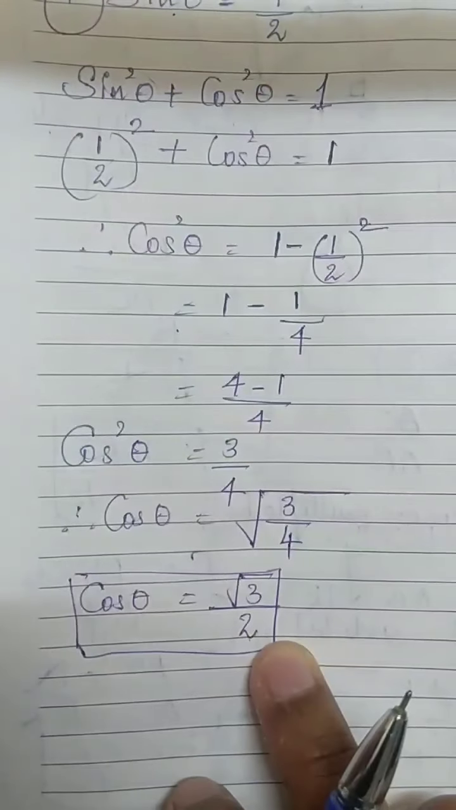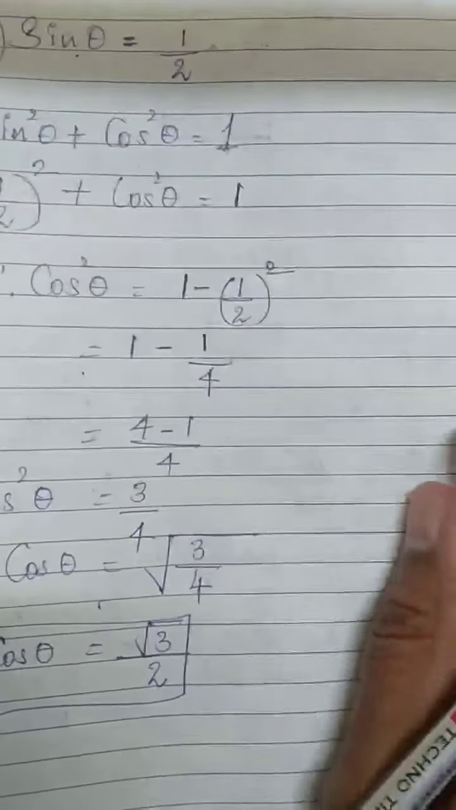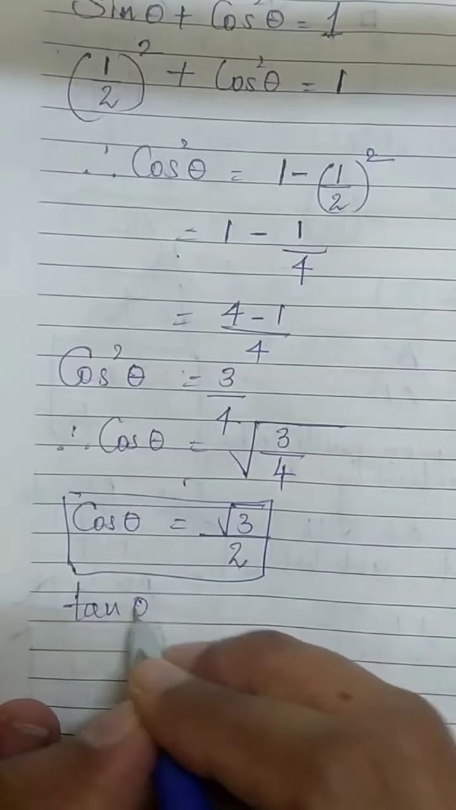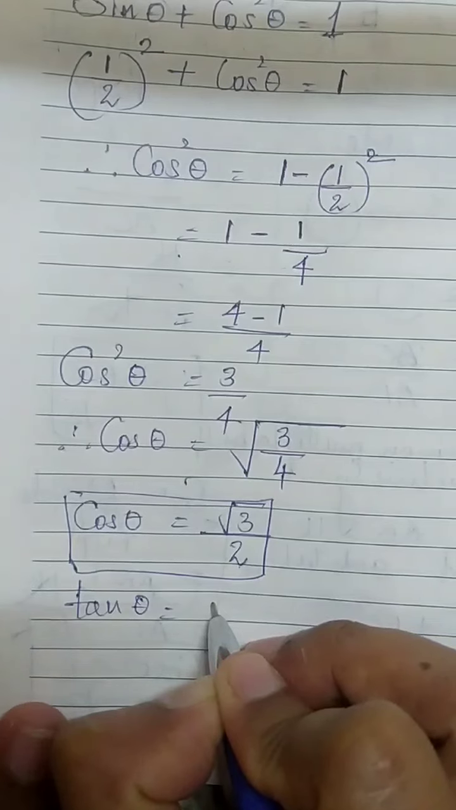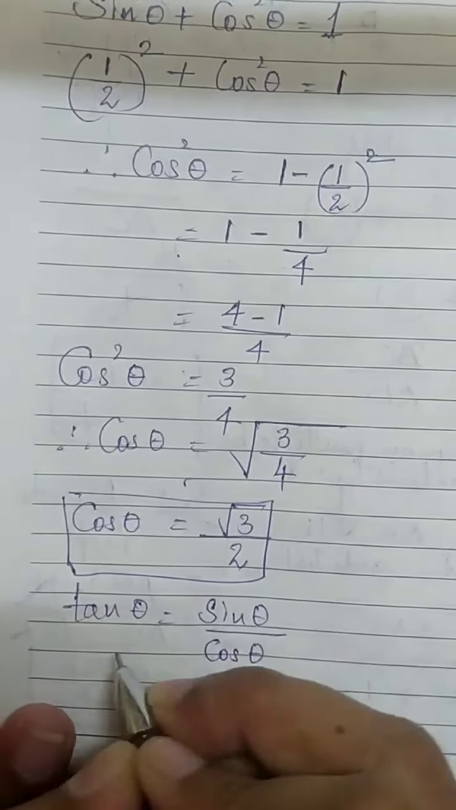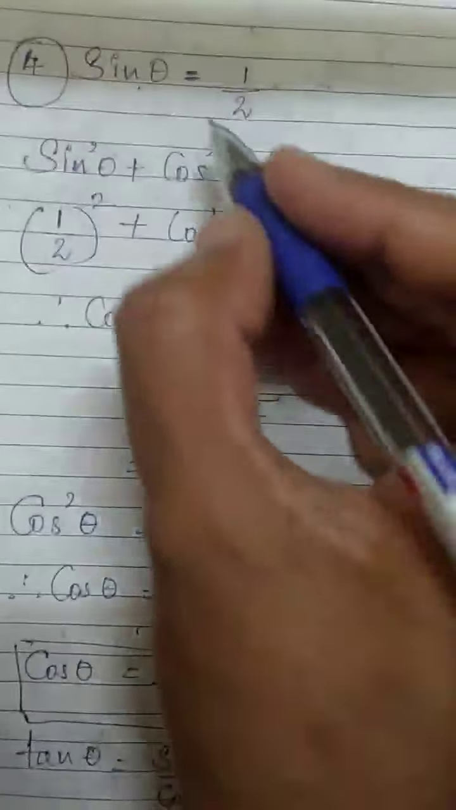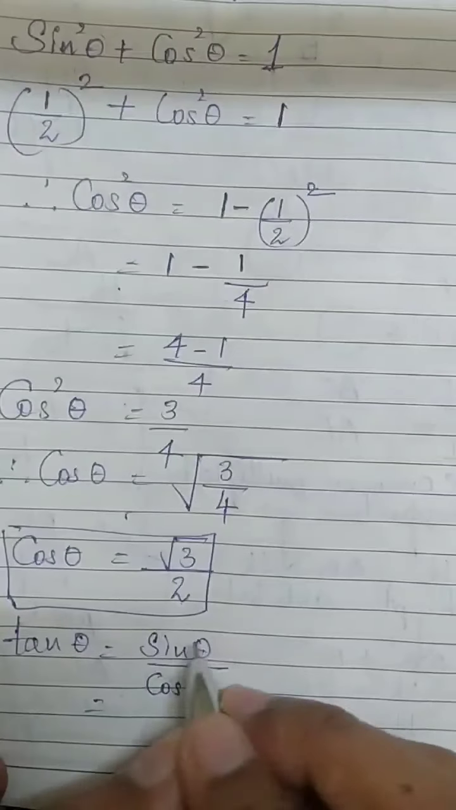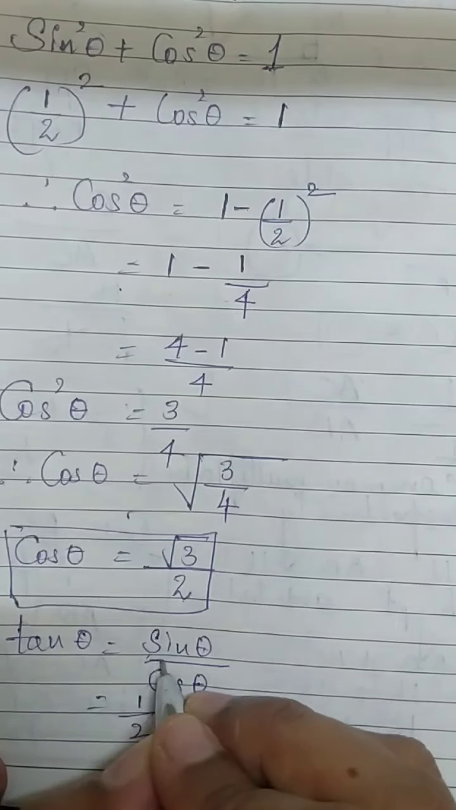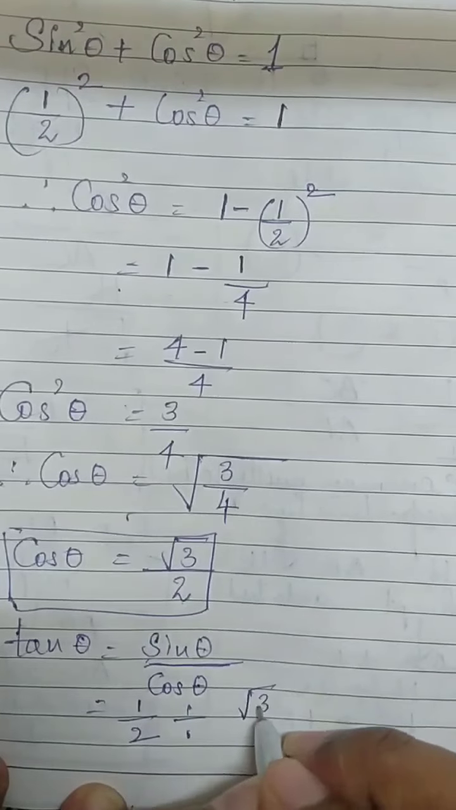Sin theta you know, cos theta you know. We will find out tan theta. The formula for tan theta, again one formula you have to remember, is tan theta is equal to sin theta upon cos theta. Sin theta is how much? 1 upon 2. So in place of sin theta you will put 1 upon 2, divided by cos theta, which is root 3 upon 2. I have written it in this way.